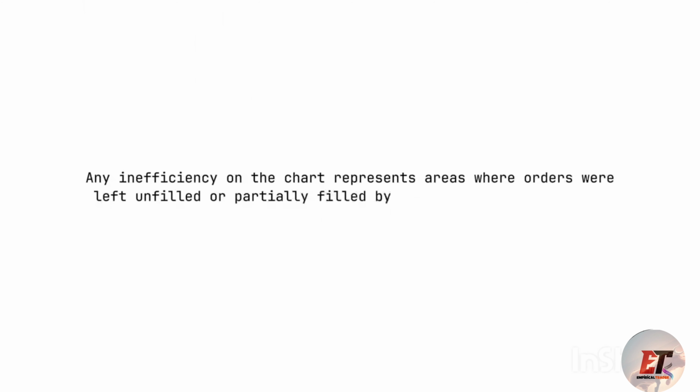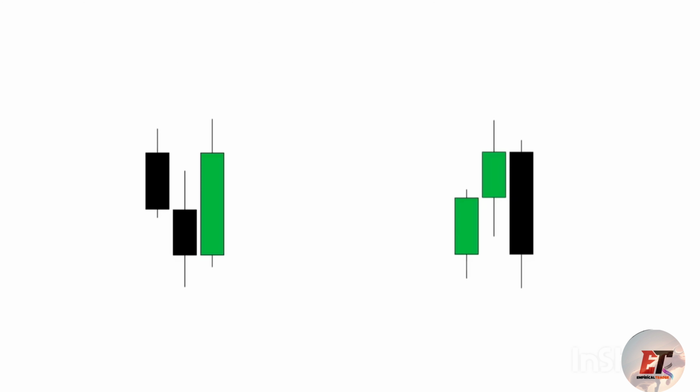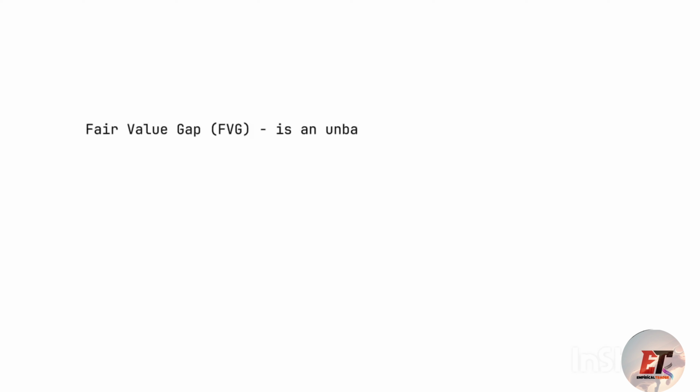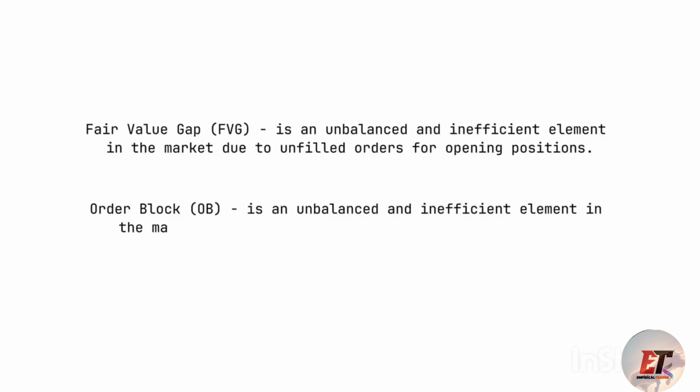Let's make a final conclusion and put an end to the question of inefficiencies. Any inefficiency on the chart represents areas where orders were left unfilled or partially filled by market participants in the context of price movement, regardless of the reason behind it. If you wonder why fractals are not considered inefficiencies, the answer is straightforward. Orders behind fractals are a phenomenon that manifests post facto, not during price delivery. In the end, we have the fair value gap is an unbalanced and inefficient element in the market due to unfilled orders for opening positions. Similarly, the order block is an unbalanced and inefficient element in the market due to unfilled orders for closing positions.